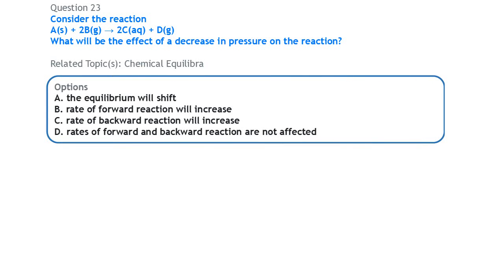Next question, consider this reaction here. What will be the effect of a decrease in pressure on the reaction? So pressure affects reactions involving gaseous species, that is, a reaction in which the reactants and the products, or some of them, are gases. In this reaction, what you have in the brackets indicates the state of the substances. So A is a solid, B is a gas, C is aqueous, that's an aqueous solution, while D here is a gas.